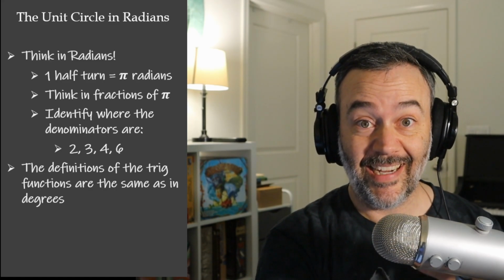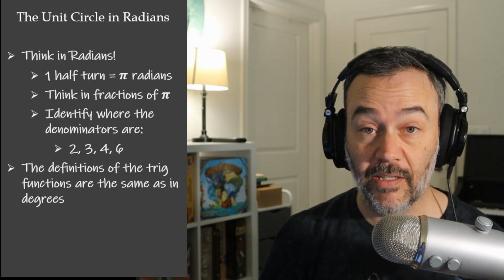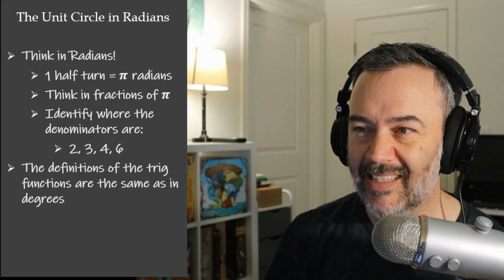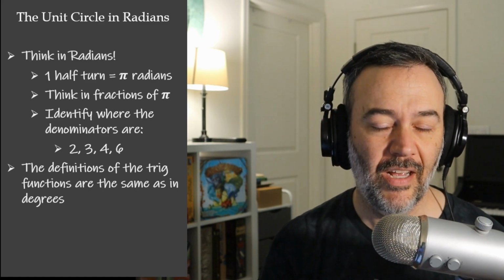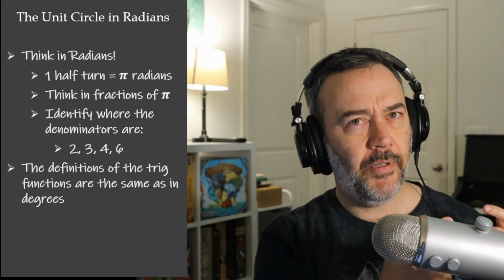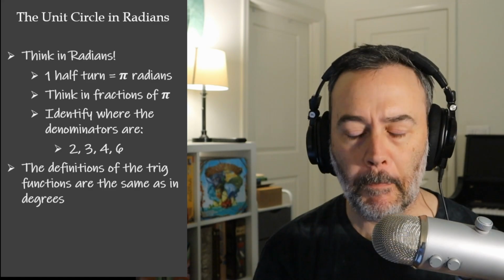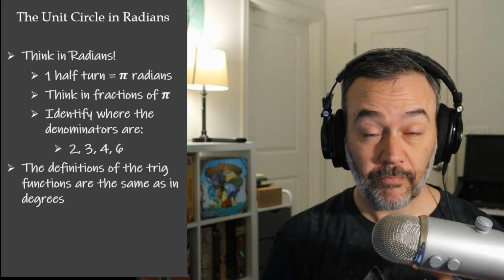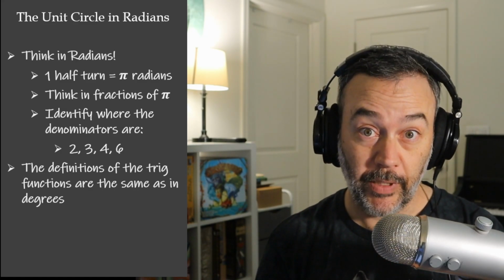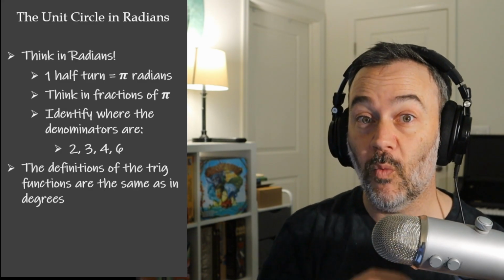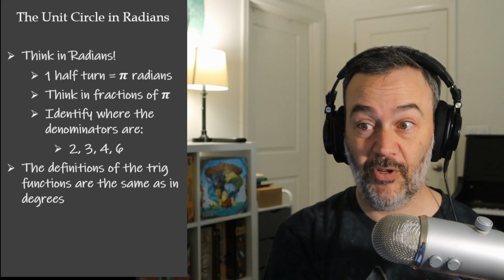Now, in class, we established that a half turn is equal to pi radians. And the way we really think in radians is to think in fractions of pi, or fractions of a half turn. Although 1 radian is about 57 degrees, 57.3 or something like that, we don't really think of that as our unit that we use regularly. What we think of is 1 half turn is pi, and we think in fractions of a half turn.